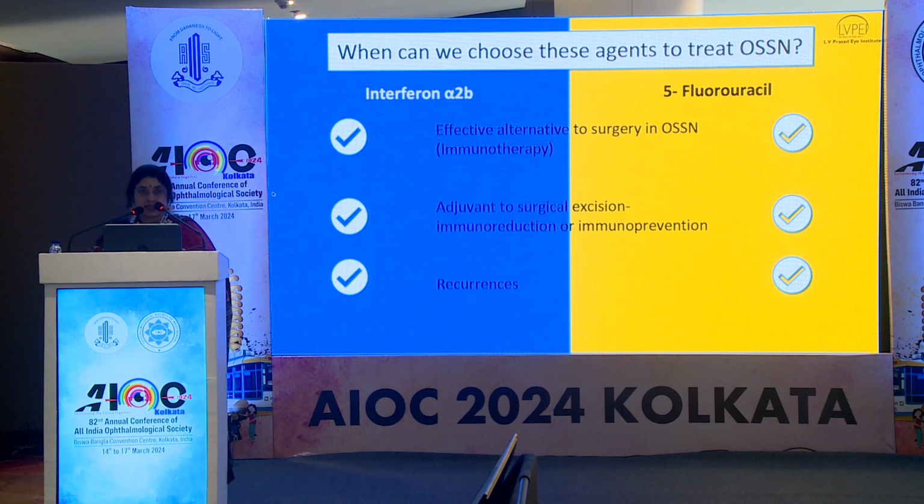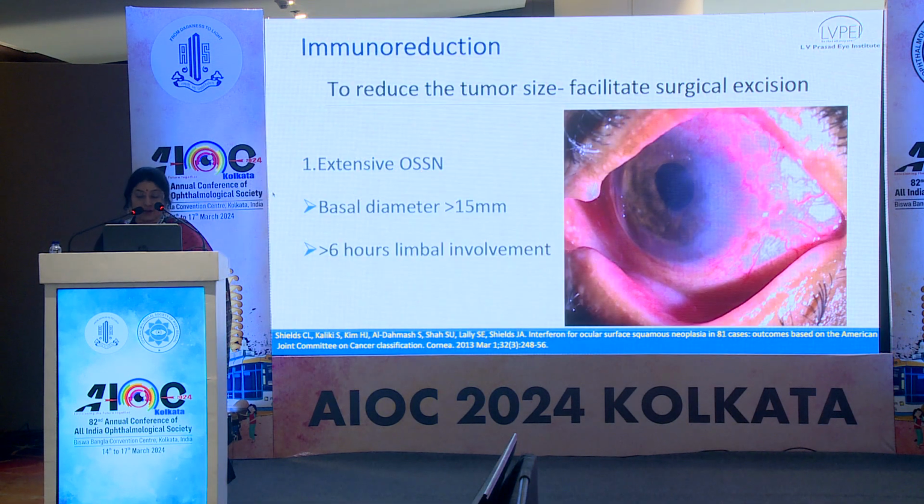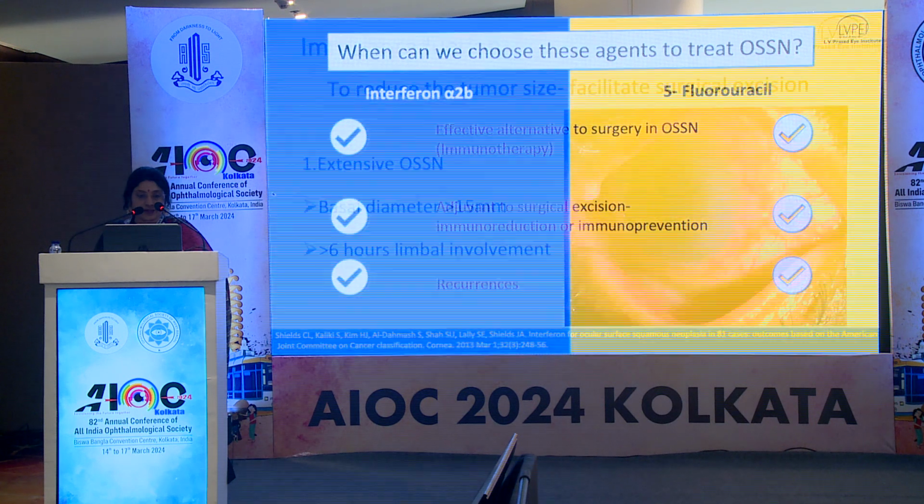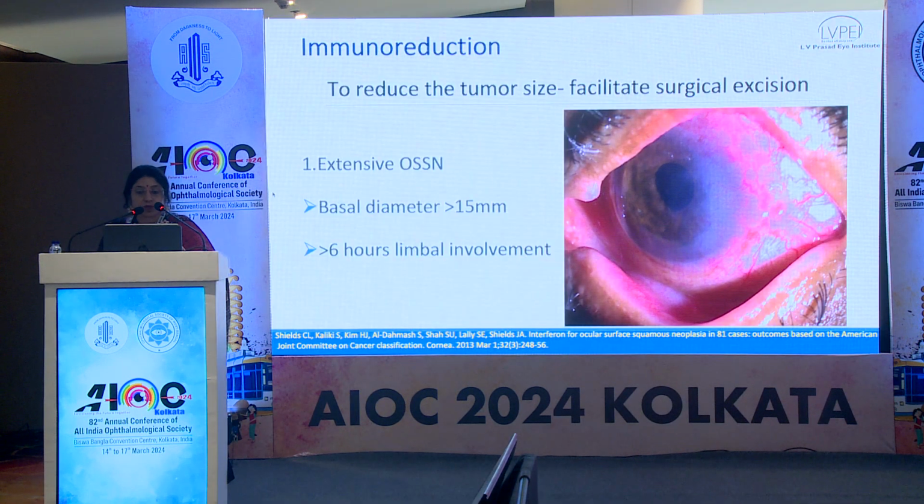These days pharmacotherapy is the primary treatment modality for OSSN. So it's basically an effective alternative to surgery, what we call immunotherapy or chemotherapy. It can be used as an adjuvant to surgical excision, what we call immuno or chemoreduction or prevention. I will come to that. And for treating recurrences. So what do we mean by immunoreduction?